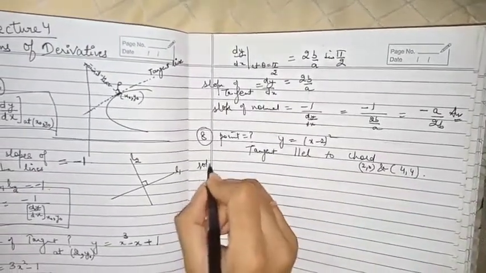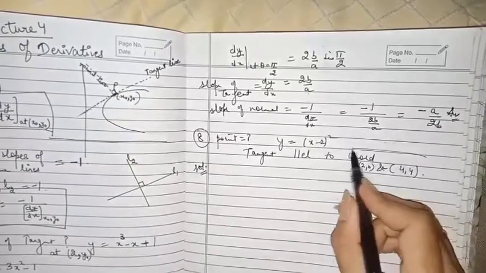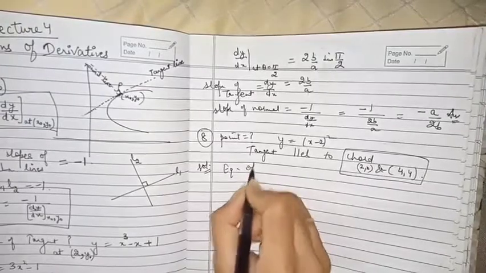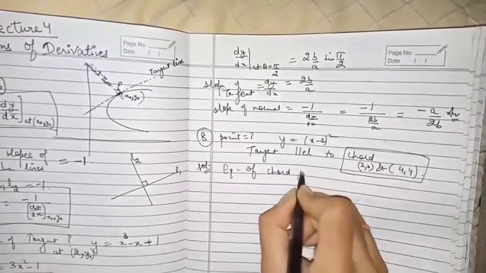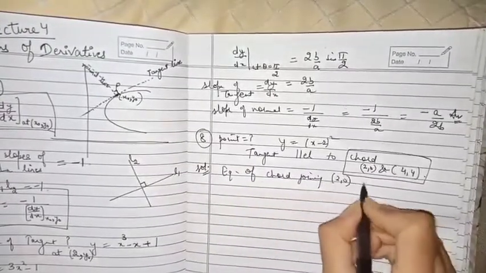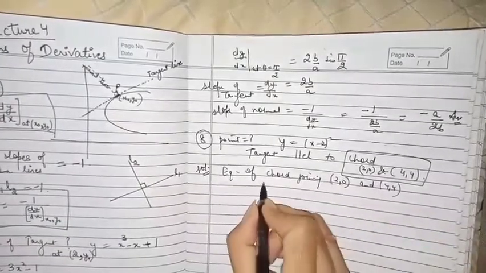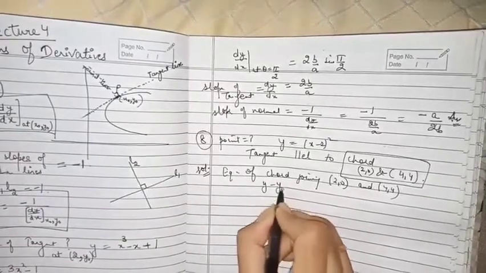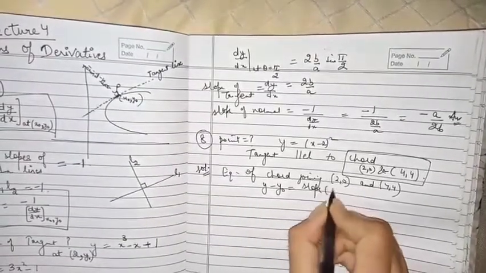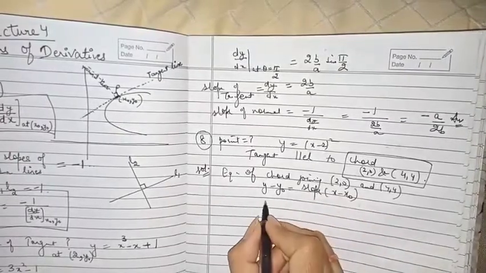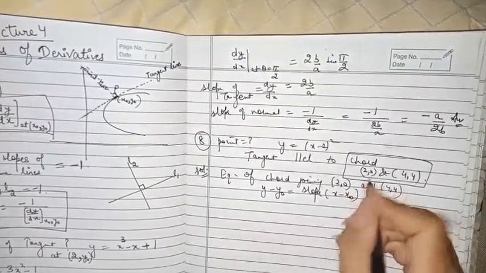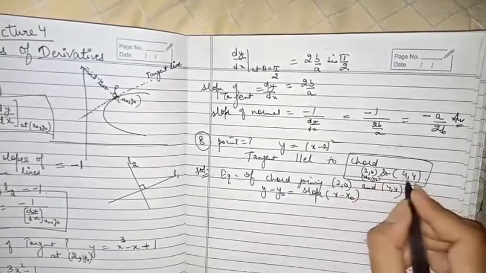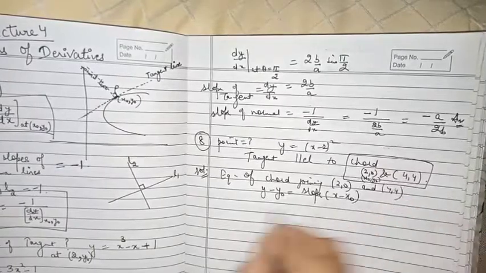This is my question. First I need to find the equation of this chord. Equation of the chord joining (2, 0) and (4, 4) is given by just using the concept of the equation of a line, which is y minus y naught equal to slope times x minus x naught. Let us suppose this is my first point, x naught comma y naught. You can also imagine this as x naught and y naught. It just depends on you.